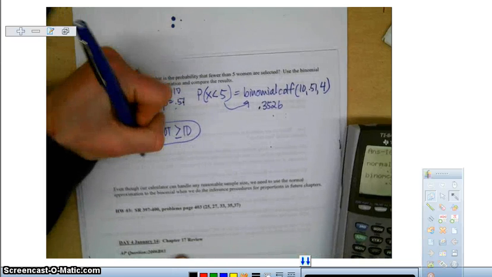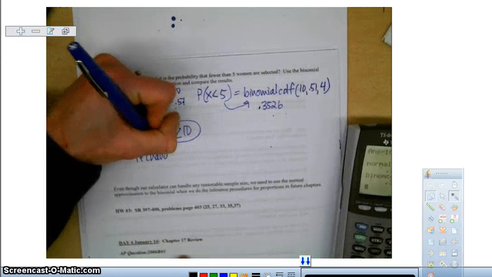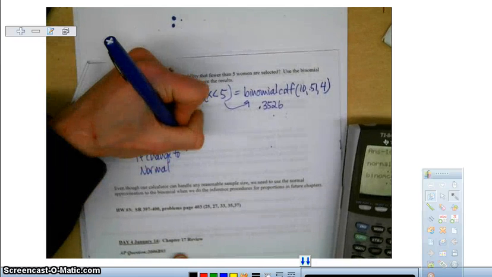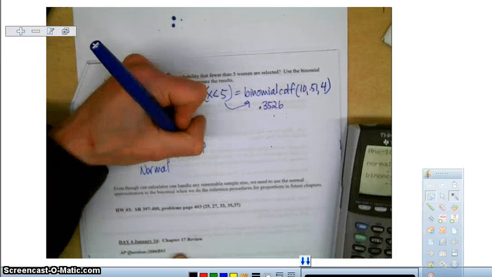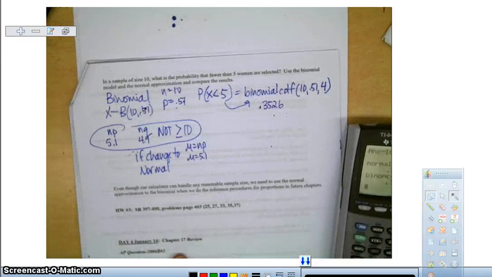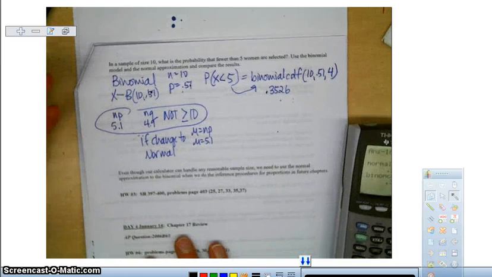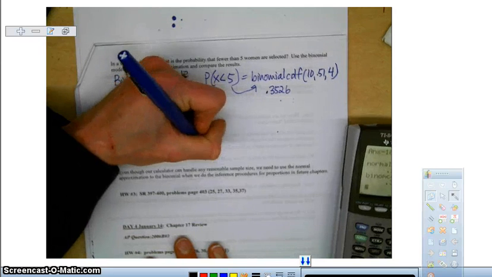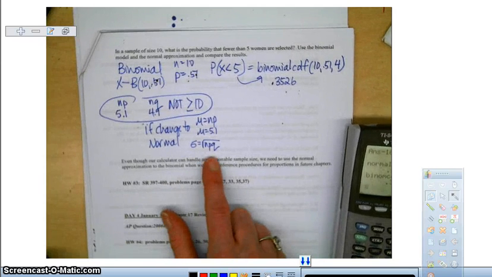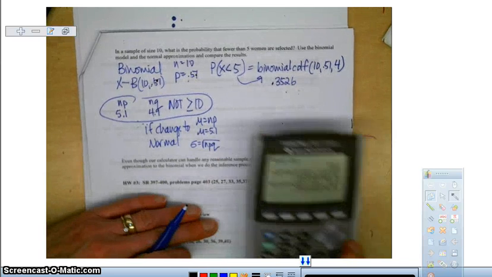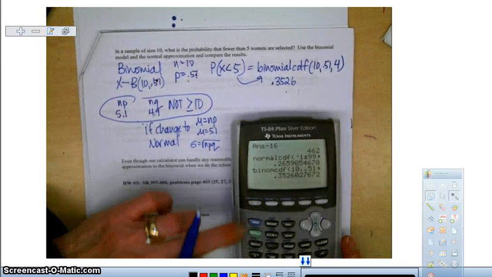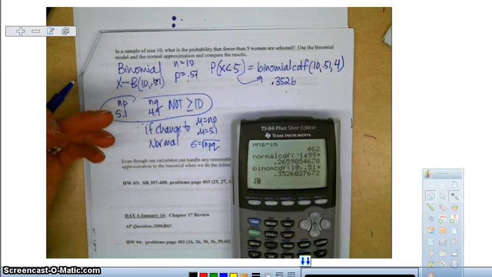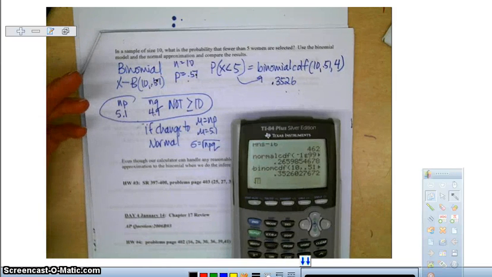If you change this to a normal model, you'll get the mean is n times p, which is 5.1. We already found that. If you check the condition, you have already found the mean. And then the standard deviation, the square root of n times p times q. You notice I don't plug the numbers in. I just write the formula down and plug the numbers in my calculator. Writing the formulas down is what the AP test really wants to see. They want to see the formulas and then the answer right after it. If you want to plug the numbers in, that's fine, but you don't have to.